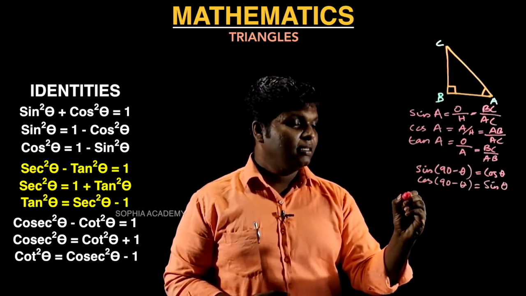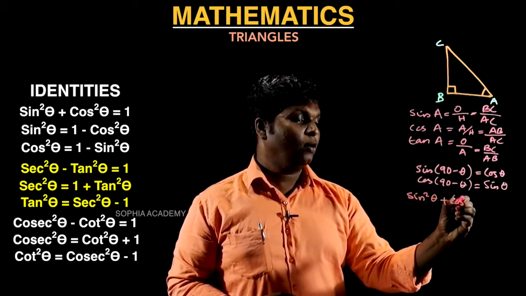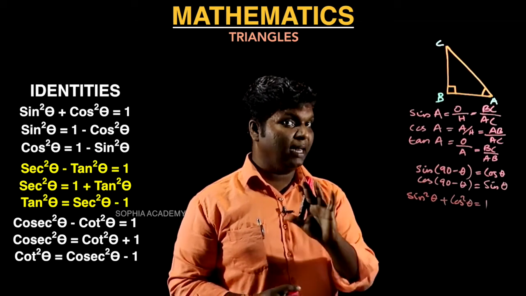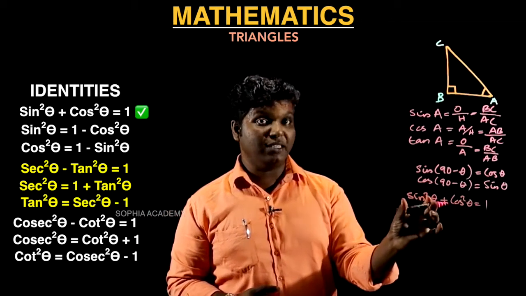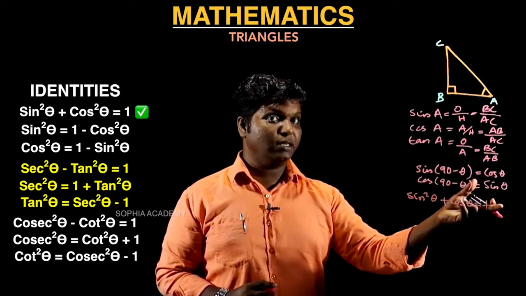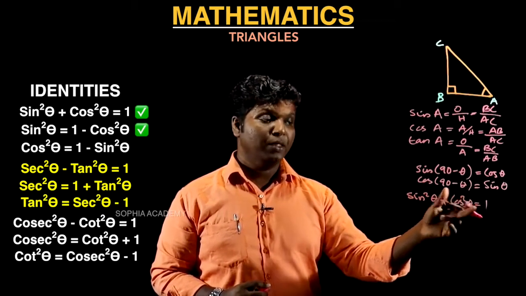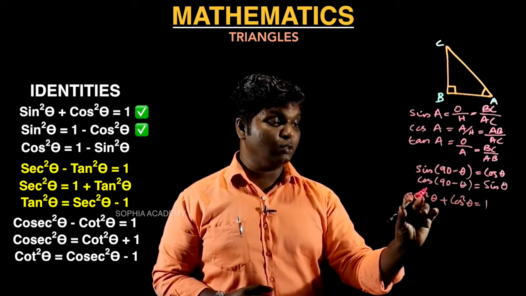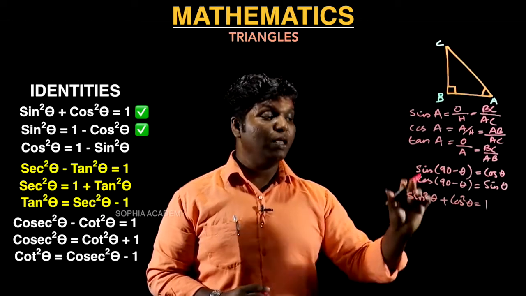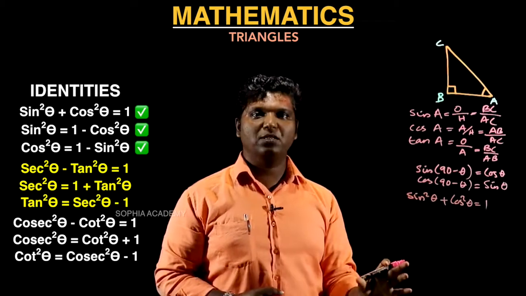That is sine square theta plus cos square theta is equal to 1. That is the first thing. From this one, you can find sine square theta. Taking the cos square theta to that side, sine square theta is equal to 1 minus cos square theta. Like that, cos square theta is equal to, taking the sine square theta to that side, 1 minus sine square theta. So those 3 equations come from this single equation.